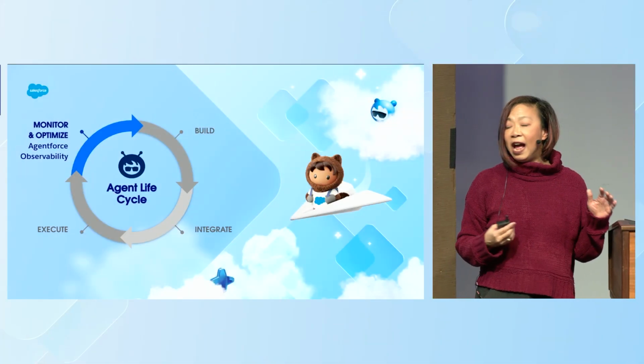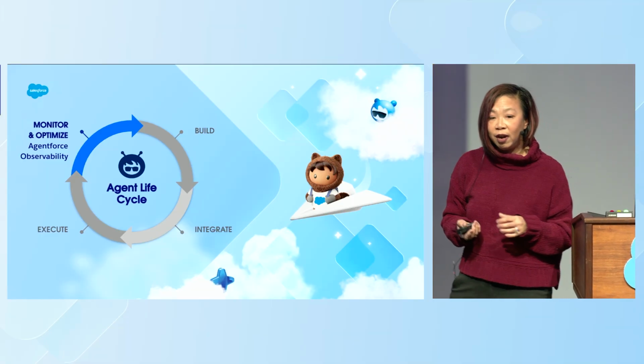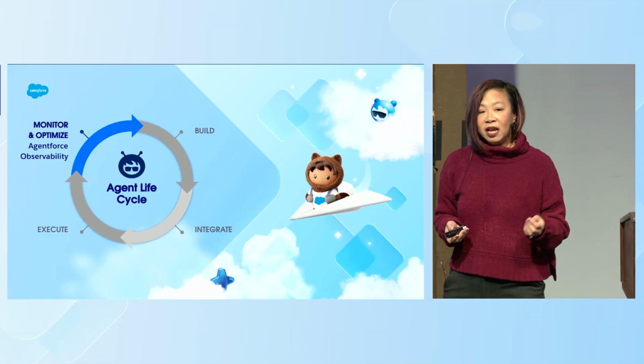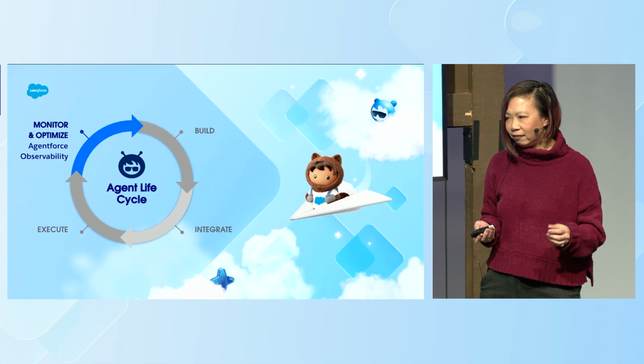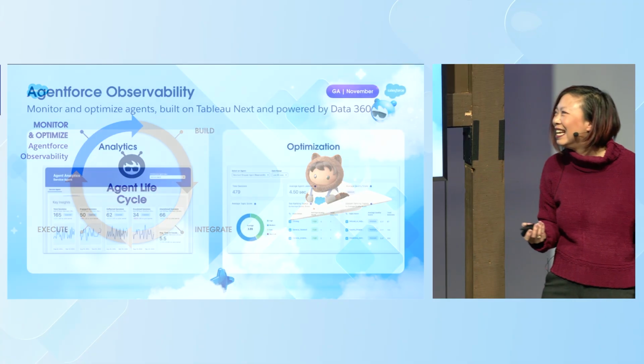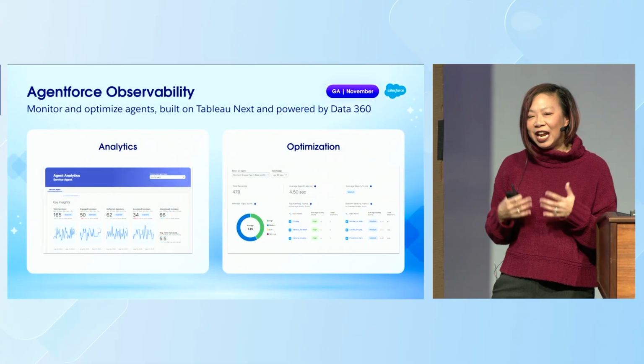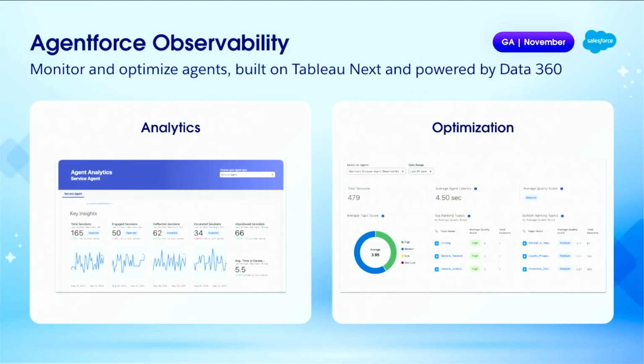All right, so now let's talk about how to monitor and optimize your agents. And for this, we're using Agentforce observability. Say that 5 times fast. So you can't improve something that you can't measure. And that's where Agentforce observability comes in. So this is the tool that you would use to monitor and optimize your agents. It's built on Tableau Next, and it's powered by your data that's in Data 360.